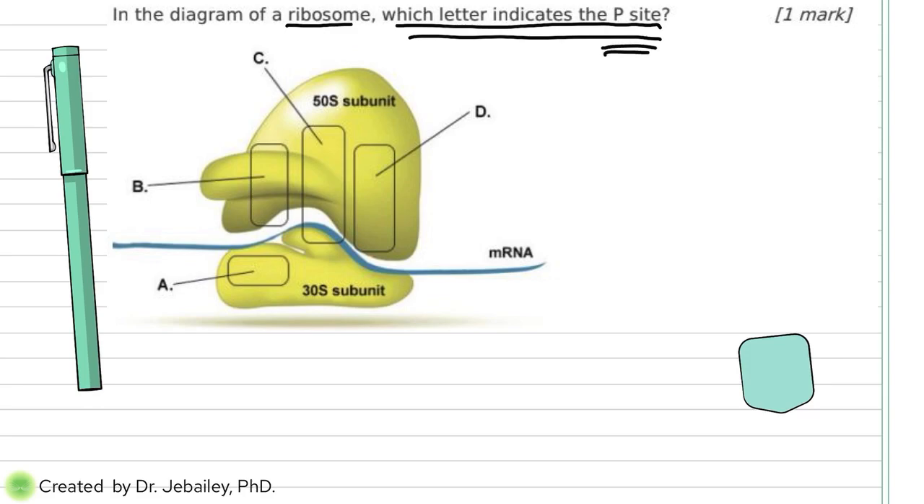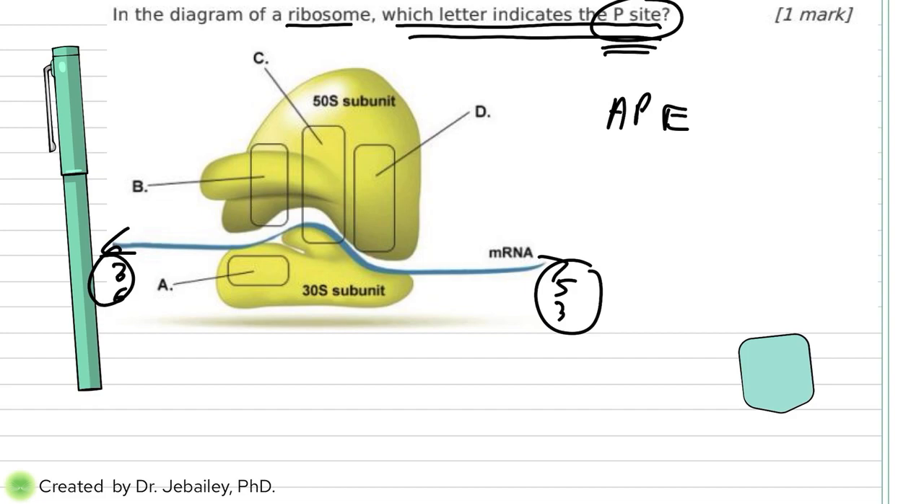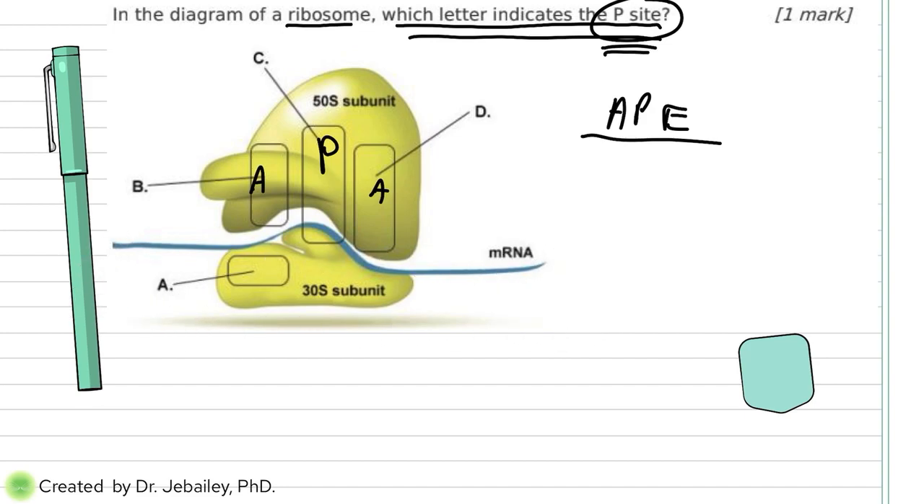Now, obviously, we're stuck here. We don't know if the mRNA is going this way or this way, because we don't know which end is 5 to 3. If you had the numbers, then it would have been easy, right? That's why they only said P site, because it's very hard for you to know if it's A or E, simply because they didn't give you the numbers on the mRNA, so you don't know which way the mRNA is going. But P is right in the middle, so obviously it will be right here.